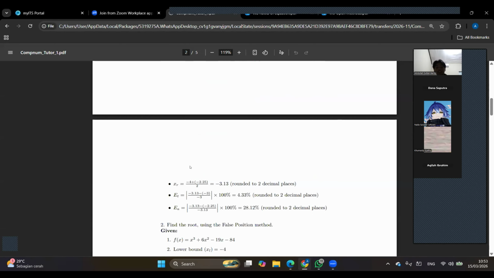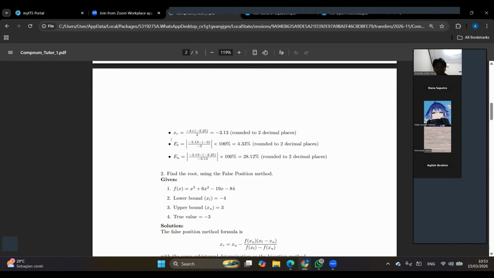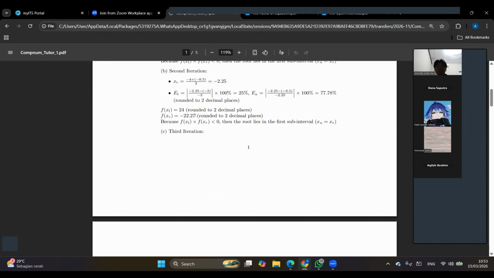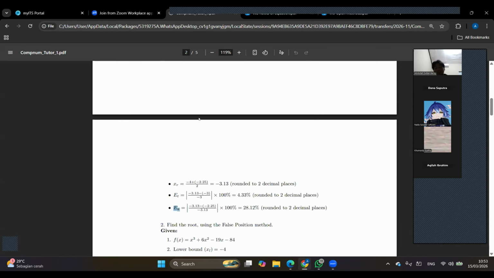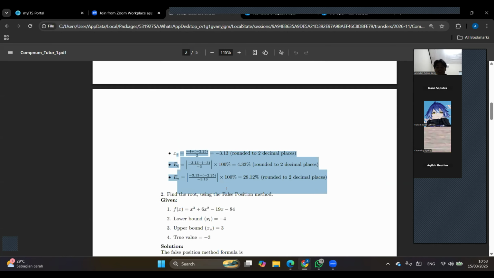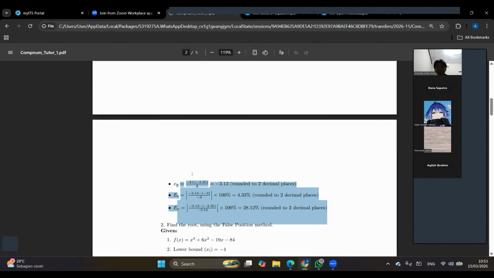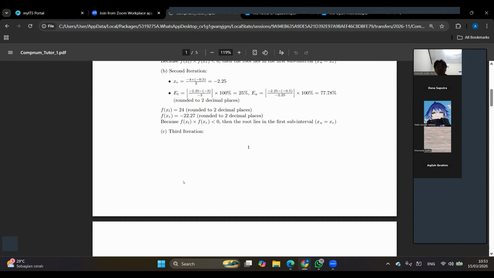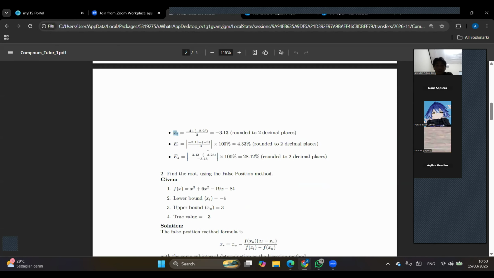For the third iteration, we do the same exact thing. Search for XR, search for ET, and search for EA. After the third iteration, in a quiz you may stop, because I don't think there will be a question regarding the fourth iteration. They usually just ask what's the XR for the third iteration, what's the ET for the second iteration, and like that, only like that.